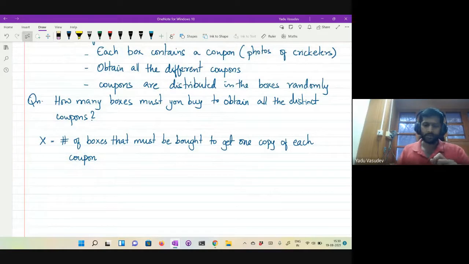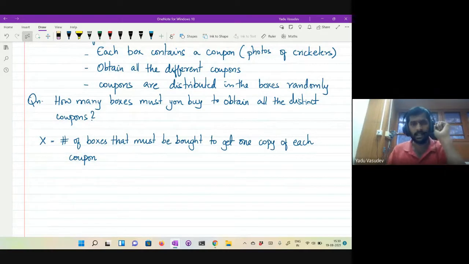Suppose we start doing this. Suppose we buy the first box, then we definitely know that we will get a coupon, right? A new coupon which we haven't got before. Okay. So now suppose that you bought the first box and you got a coupon, say it is coupon number 1. Now, how likely is it that you will get a different coupon when you buy the second box? There are n coupons which are distributed uniformly at random among the boxes. Say you buy a second box, what is the probability that you will see a coupon that you have not seen before, right?